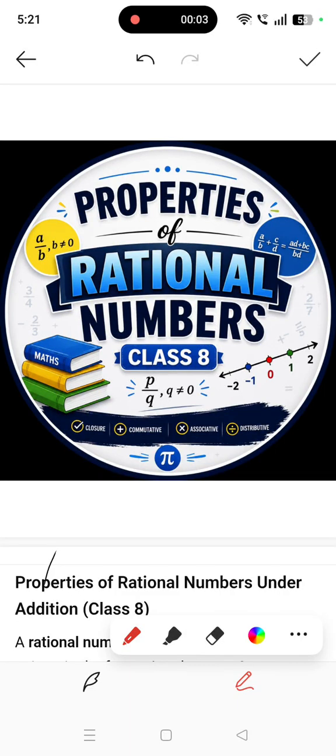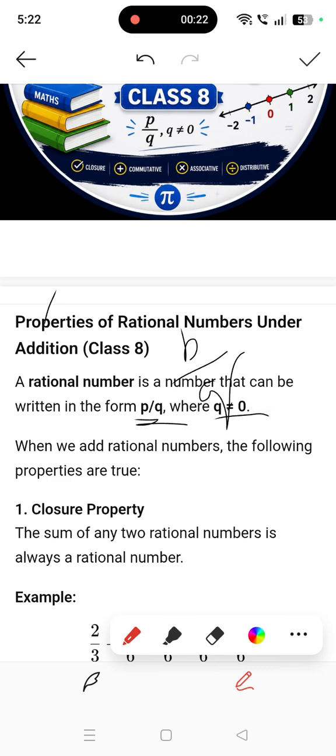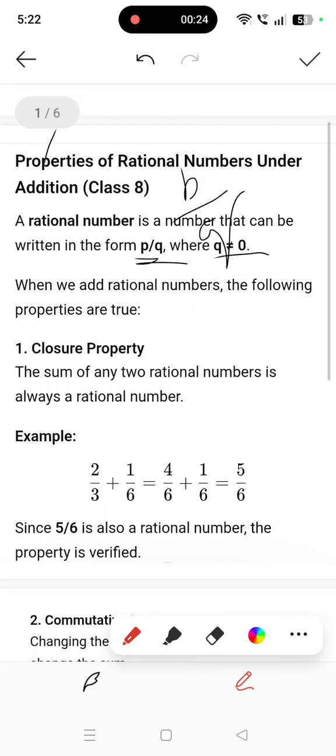Hello my dear friends, let's start the properties of rational numbers, class 8. We all know what rational numbers are, the numbers which we can write in the p upon q form, where q is not equal to 0. So there are some properties of rational numbers under addition. Let's discuss them one by one.